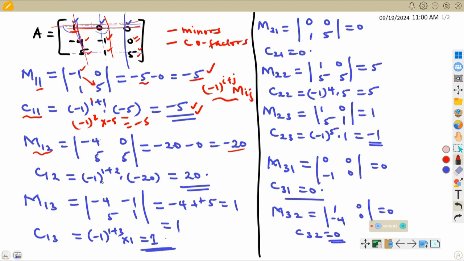Of course, this one will result in negative 1 times negative 20. It will be positive 20. So do the same for minor 1, 3. Eliminate the first row, third column. When you eliminate the first row, third column, you will remain with negative 4, negative 1, 5, and 1. So get its determinant. This will be negative 4, minus negative 5, which will give you 1. Then get the corresponding cofactor, which will give you 1.